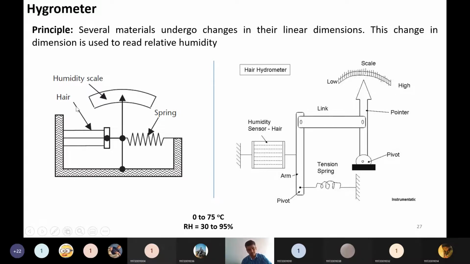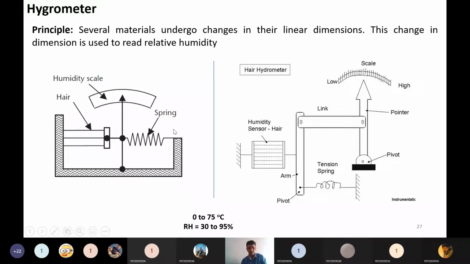So to do that, in this chamber there will be circulation of some gas or air which has moisture. Whenever the moisture is there, it will be absorbed by this hair material and it will produce a deflection accordingly. So this is also another type of construction. In this also, hair will be used in a parallel way, connected to the pointer using the arm and link. To support this deflection, there will be a tension spring to counterbalance that particular tension.